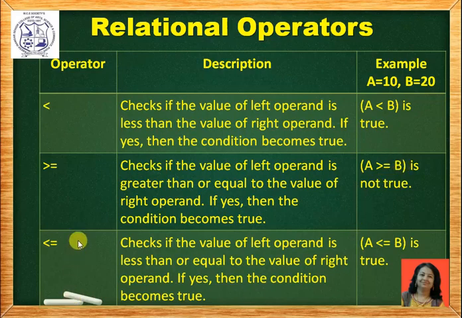Less than or equal to. This operator checks if the value of the left operand is less than or equal to the value of the right operand. If yes, then the condition becomes true. 10 is less than or equal to 20. So the result will be true.